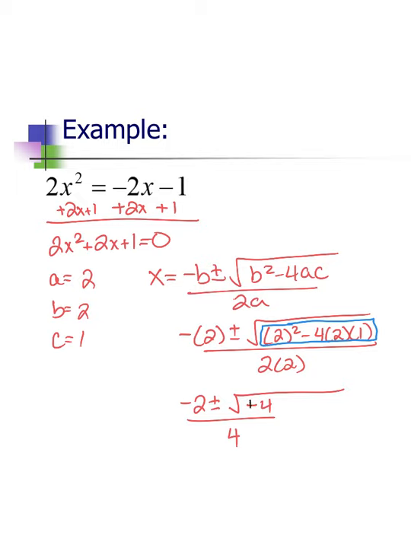When I see a negative under a radical, it comes out and we put an i. I also know the square root of 4 is 2. So this becomes negative 2 plus or minus 2i over 4. And finally, if I look, I have a 2, and a 4. They're all divisible by 2. So negative 1 plus or minus i over 2. And if you want, you can put a 1 in front of that i.